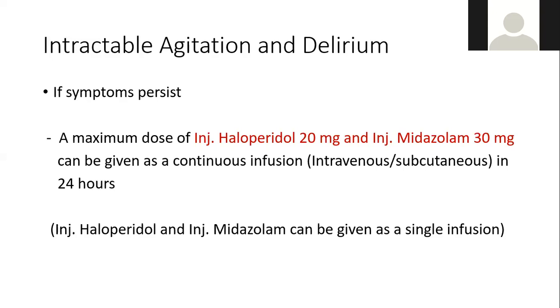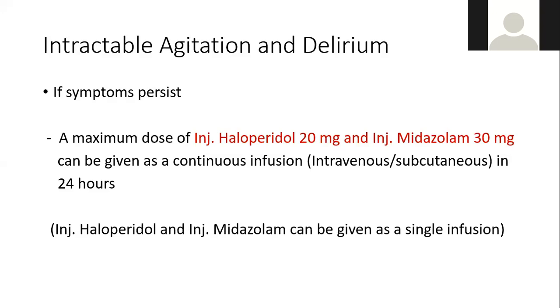And as I said earlier, it might be very difficult to distinguish between just agitation if the patient is really a little sleepy, drowsy, and things like that due to various other reasons that the patients might have. It becomes really difficult to differentiate between the two. It's always safer to start haloperidol before benzodiazepines. So if the symptoms persist, a maximum dose of injection haloperidol, 20 milligrams, injection midazolam, 30 milligrams can be given as a continuous infusion in 24 hours. I'm sure all palliative care physicians have experience in using midazolam up to 60 milligrams in 24 hours. But I think we have kept it at a cautious level of midazolam 30 milligrams for these guidelines that we have produced together. So injection haloperidol and injection midazolam can be given as a single infusion.